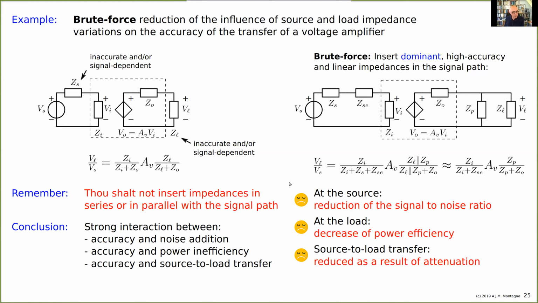What we have also seen is that if we use this brute force method, there's a strong interaction between accuracy and noise addition, accuracy and power inefficiency, and accuracy and the source to load transfer, which really doesn't sound like orthogonal design to me. We need a better technique than this.